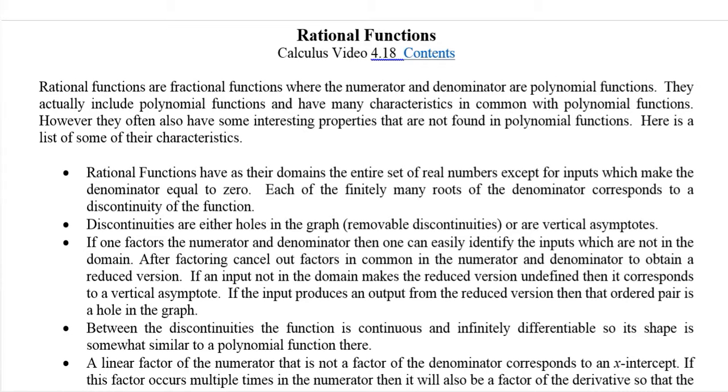Now, rational functions are fraction functions where the numerator and denominator are polynomial functions. They actually include the polynomial functions because you can just make the denominator be 1. And in fact, they have many characteristics in common with polynomial functions, but they also share some interesting properties that are not found in polynomial functions, at least in some of the examples. And here's a list of some of their basic characteristics.